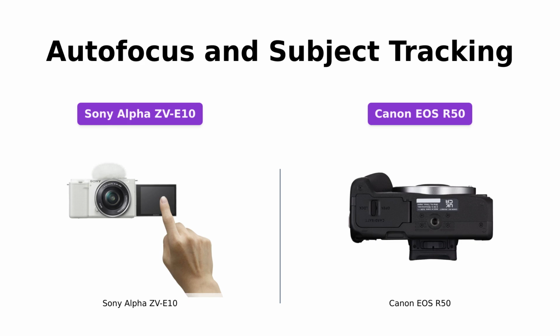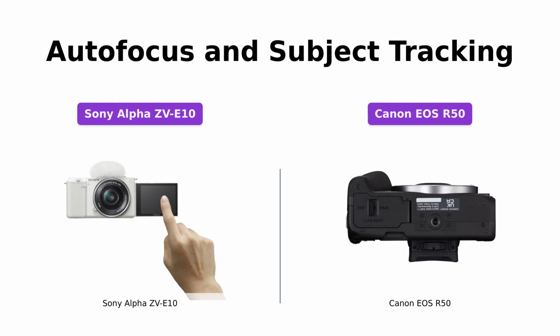Autofocus is a crucial aspect for capturing sharp and perfectly focused shots. The Sony Alpha ZV-E10 comes with a fast Bionz X processor and offers reliable autofocus performance. It includes a background defocus button to enable or disable the defocus effect instantly.